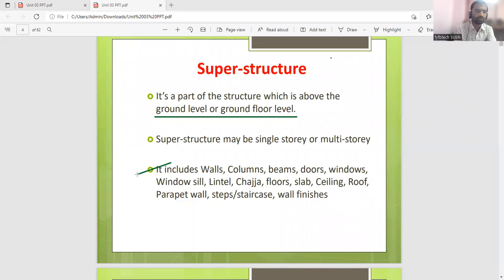Next point. It includes walls, columns. See, column spelling: C-O-L-U-M-N. Maximum people write C-O-L-O-M-N, don't write that. C-O-L-U-M-N, column, or columns, C-O-L-U-M-N-S. Next, beams, doors, windows. Next, windowsill, lintel.